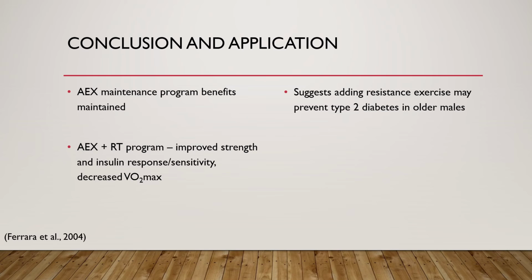Basically, the conclusion of the authors was that with an aerobic exercise maintenance program, everything stays positive, but when you add the resistance training, that's when you have the improved insulin response, but at a cost of a decreased VO2 max. So it's suggestive of adding resistance exercise to this population of older males with relatively low VO2, that it might prevent type 2 diabetes.